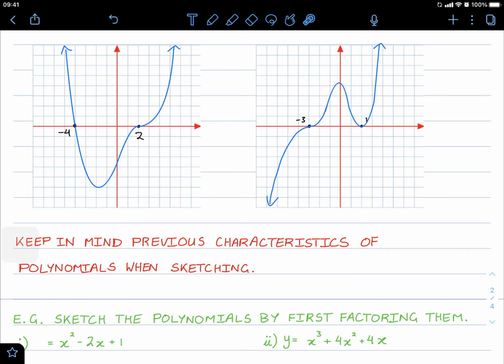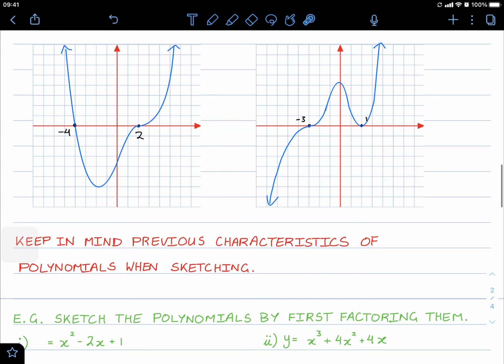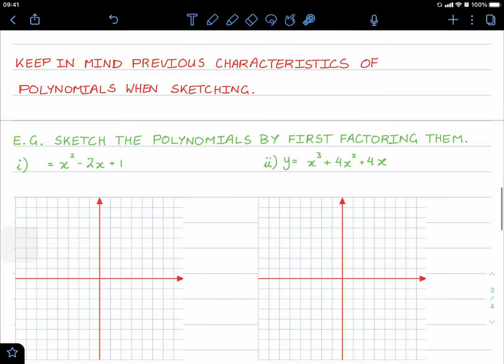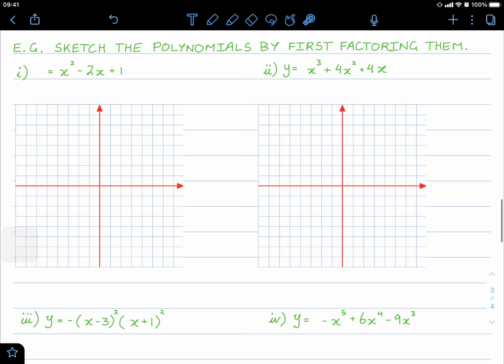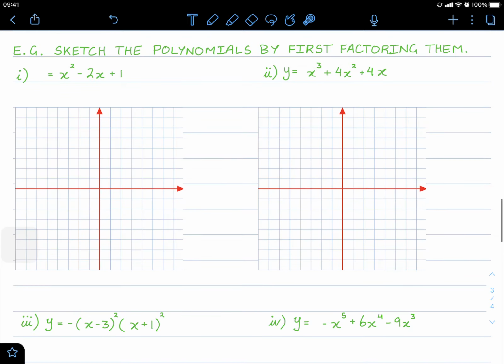Hello class, these are the example videos of sketching polynomials with repeated roots. When doing these, let's never forget to keep the previous characteristics we've learned when sketching polynomials. So, with that out of the way, let's go straight into it. You can pause the video and give this a go yourself.